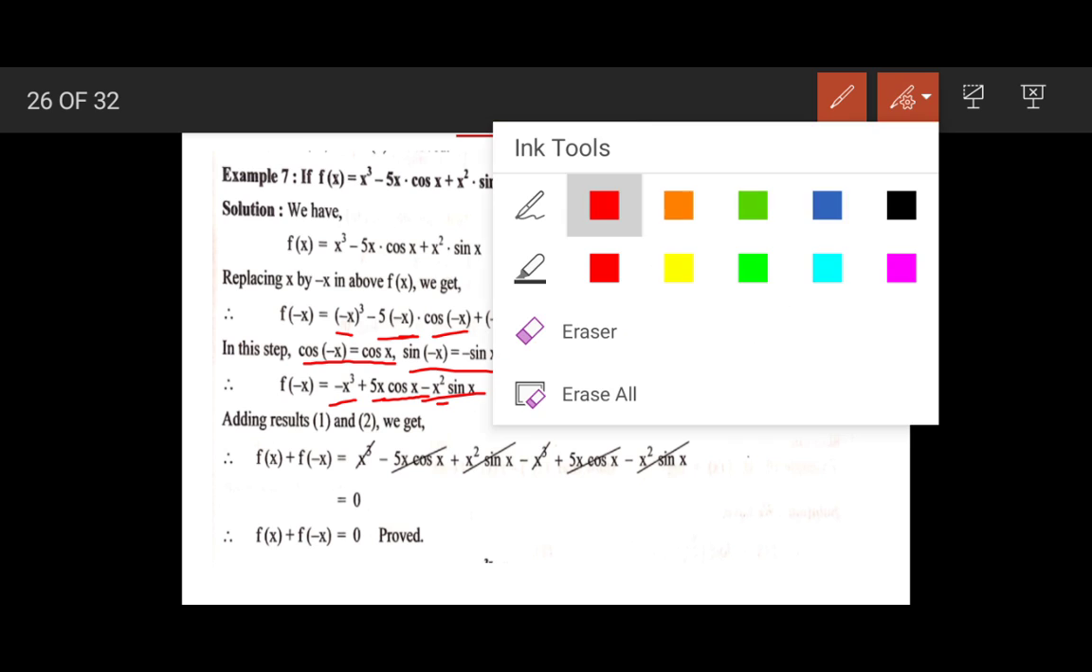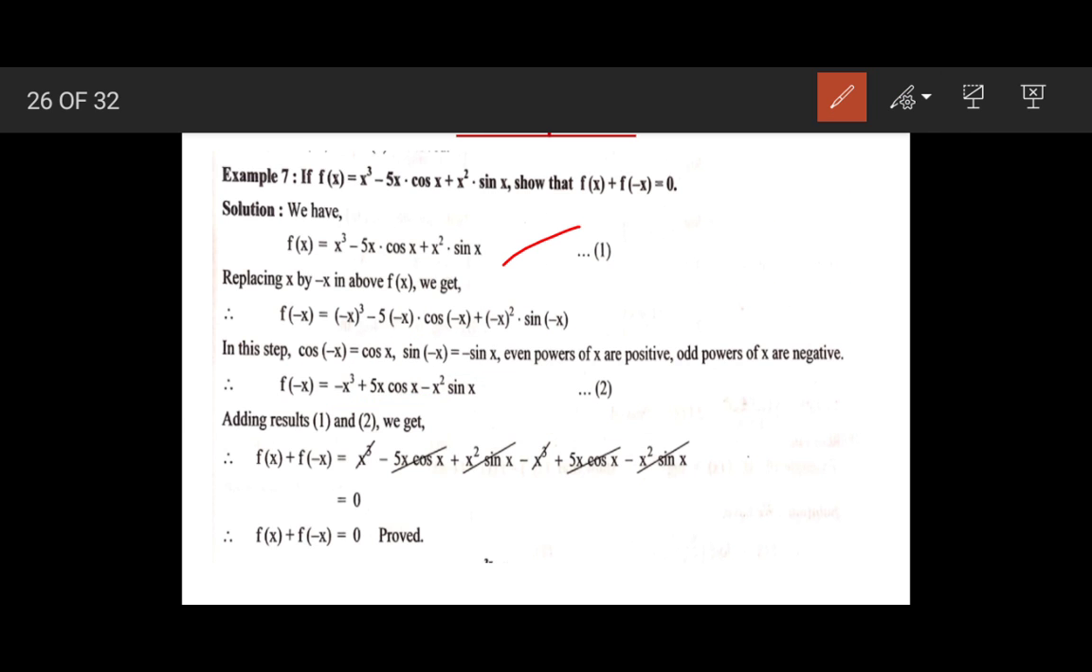Okay. So what I have done, f of x is given. Then by replacing x by minus x, I got f of minus x. Okay. After getting f of x and f of minus x, next I have to do the addition. So equation 1 plus equation 2 means f of x plus f of minus x. So f of x is x cube minus 5x cos x plus x square sin x, plus f of minus x is minus x cube plus 5x cos x minus x square sin x.